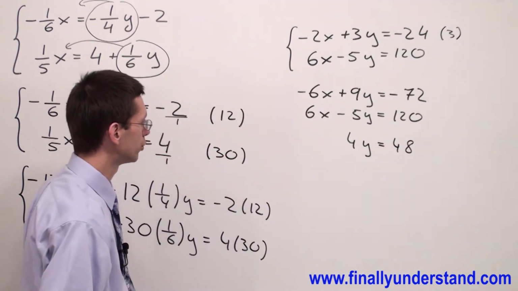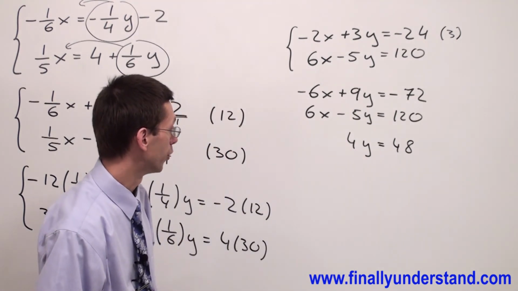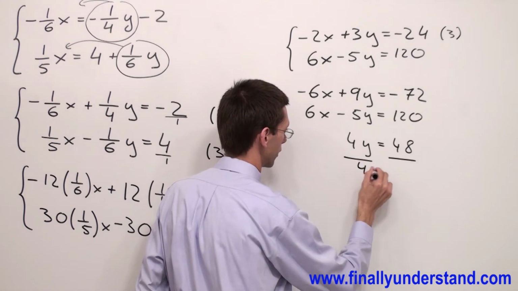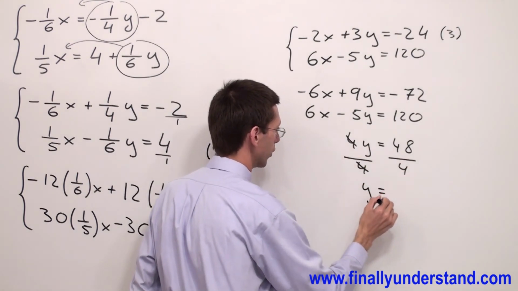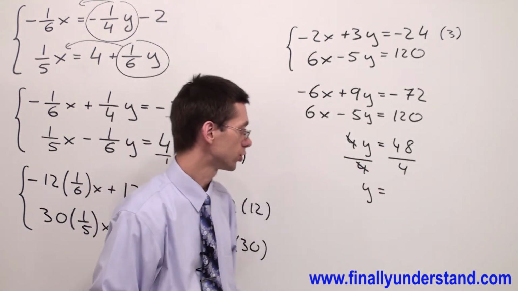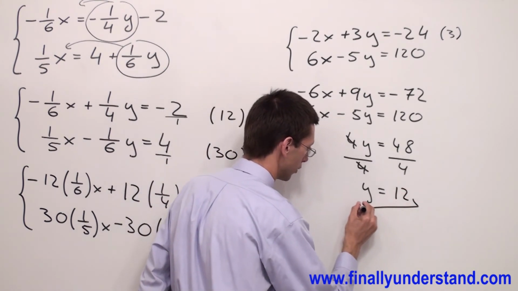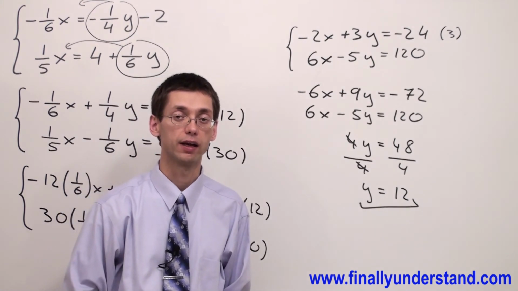In order to find the value of y, I have to divide both sides of the equation by 4. y is equal to 48 divided by 4, which is 12. And this is the value of my y coordinate. Next, we're supposed to find the x coordinate.